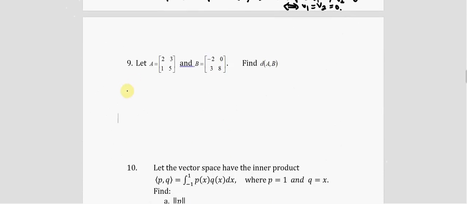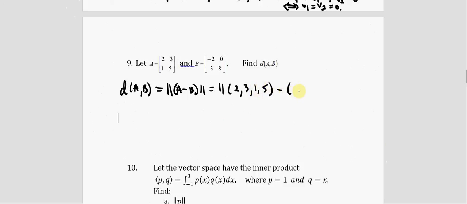Well, here let's find the distance between A and B. Well, this distance, you can look at this as being the so-called norm of A minus B. So this is the norm here. If we take A in terms of 2, 3, 1, and 5, minus parentheses, -2, 0, 3, and 8.